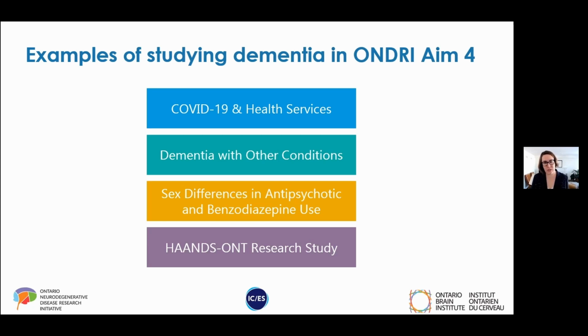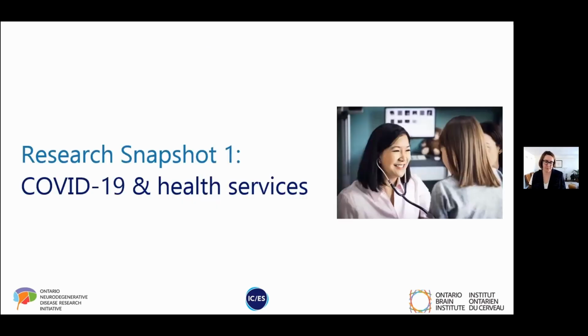So she's going to present you some findings from one of our recent studies looking at the impact of COVID-19 and health service use in persons with dementia and Parkinson's disease. She's going to share some findings where we look at what other conditions co-occur and the sequence of that co-occurrence with dementia. And she's also going to share some findings on sex differences in how antipsychotics and benzodiazepines are used in the long-term care environment. And finally, just briefly, she's going to touch on how we connect the health administrative data into the HANDS Ontario research study. So over to you, Laura. Thanks so much, Susan.